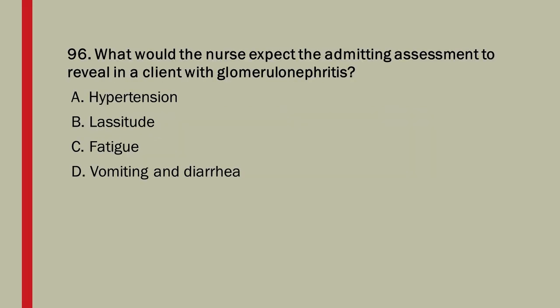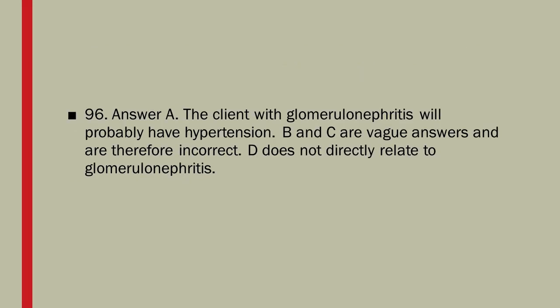96. What would the nurse expect the admitting assessment to reveal in a client with glomerulonephritis? A. Hypertension. B. Lassitude. C. Fatigue. D. Vomiting and diarrhea. 96. Answer is A. The client with glomerulonephritis will probably have hypertension. B and C are vague answers and are therefore incorrect. D does not directly relate to glomerulonephritis.